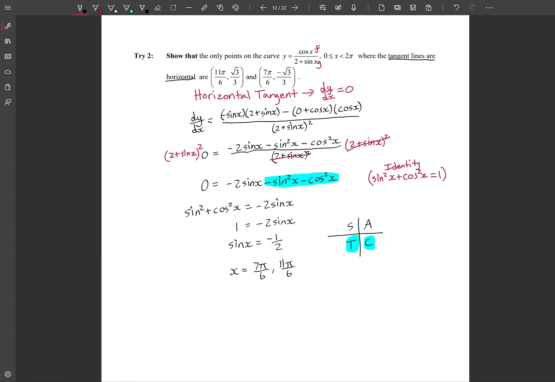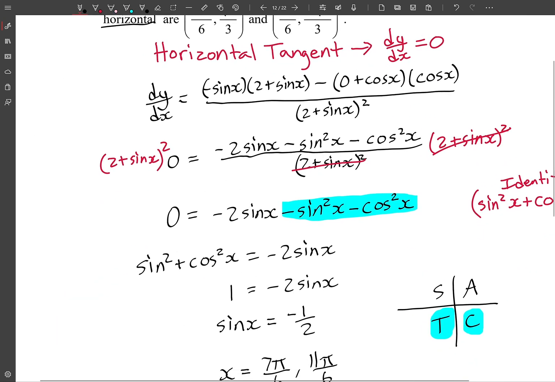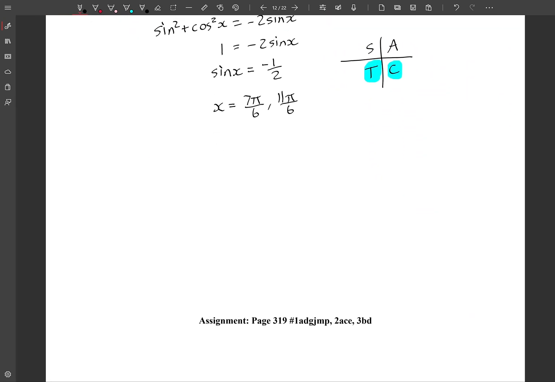Now, notice we've already found the right x coordinates from our original problem. So the only thing we have to check now is that the y coordinates work out. We can't just assume that they're going to work out. Sure, our x coordinates did, but we have to check our y. So that's all that's left to do, is to find the appropriate y coordinates, when x equals 7 pi over 6, and when x equals 11 pi over 6.